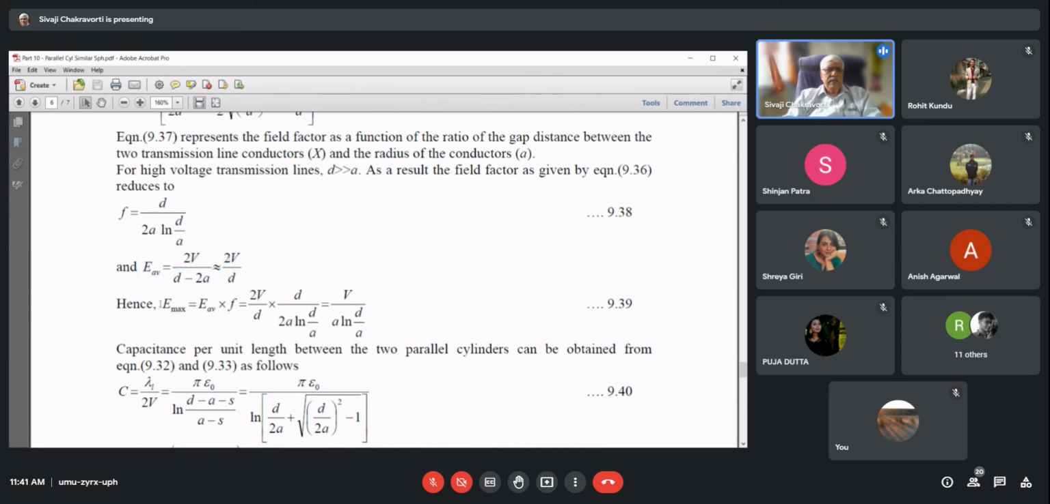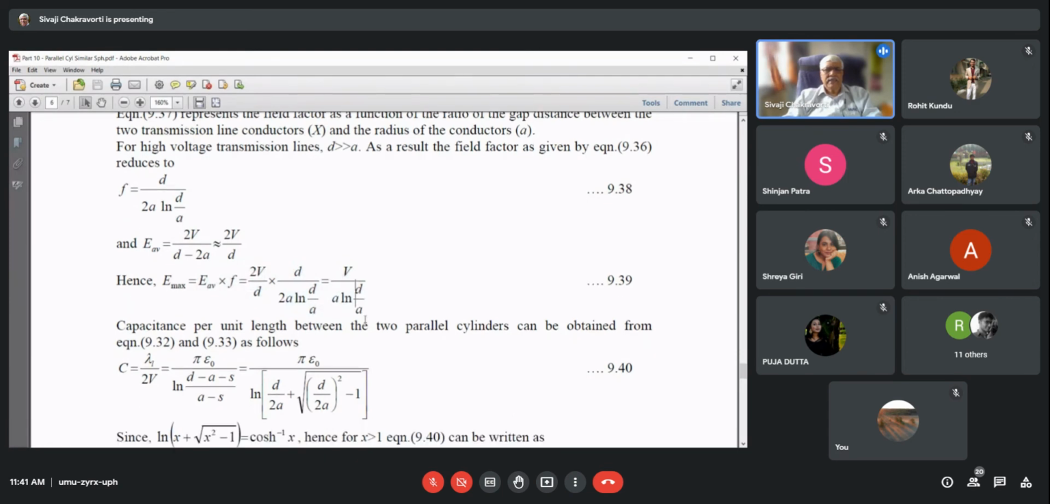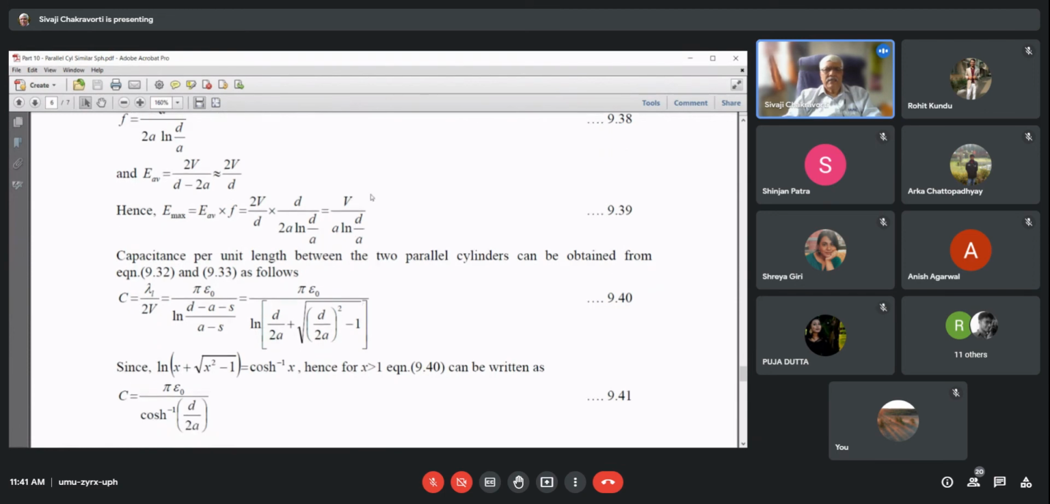So then E max, we can find out as this V by small a ln d by a. This is an expression which can be developed considering two line charges on the axis of the two conductors, and you can see that we will arrive at the same expression of 9.39.